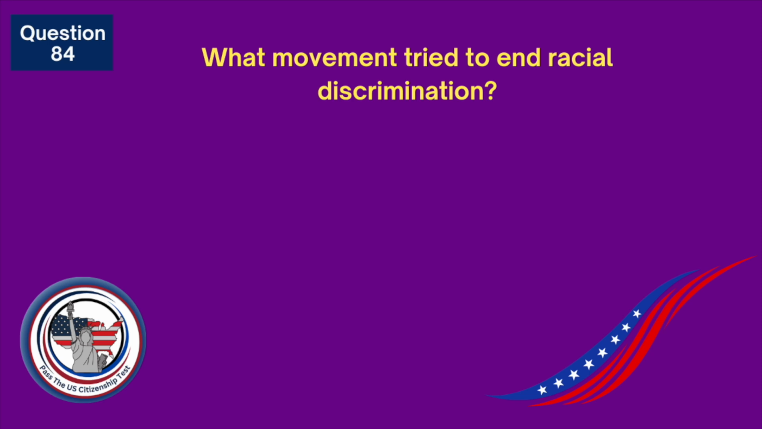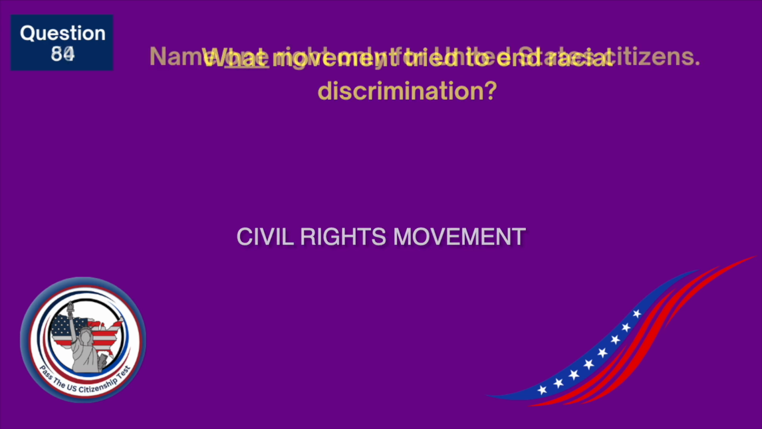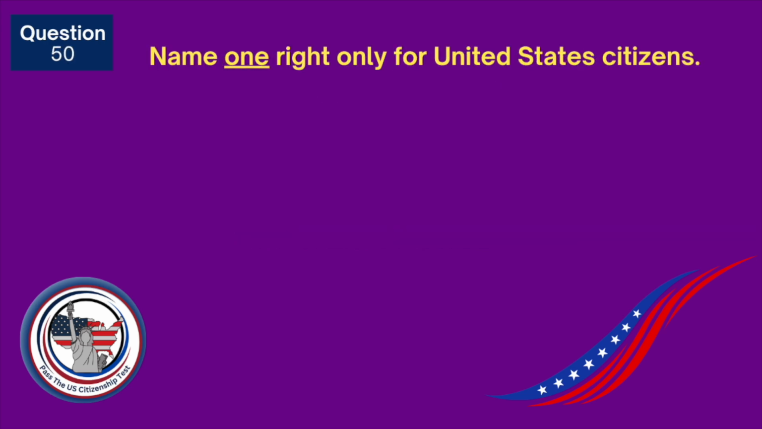What movement tried to end racial discrimination? Civil rights movement. Name one right only for United States citizens. Vote in a federal election.